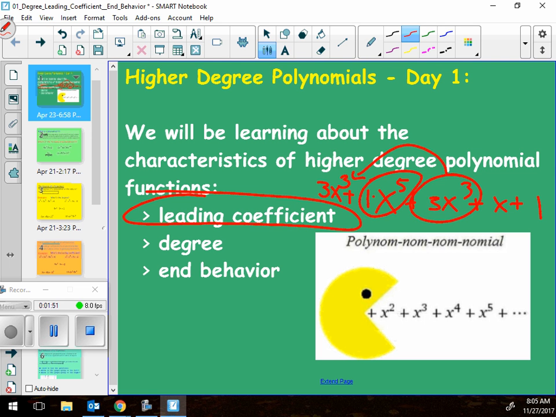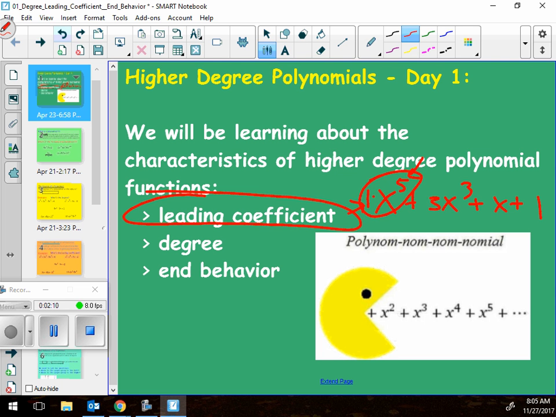The lead dog is the one with the biggest degree. It's that simple. If you have the biggest degree, you're the lead dog. No matter where you are, even if you're in the middle of the equation, the one that has the biggest power is your lead dog. And the coefficient is the number on the front of that.